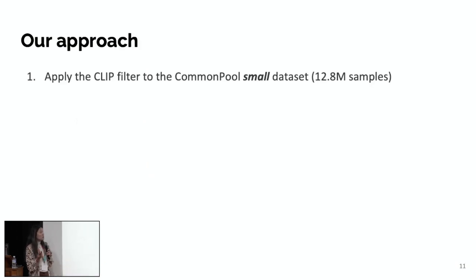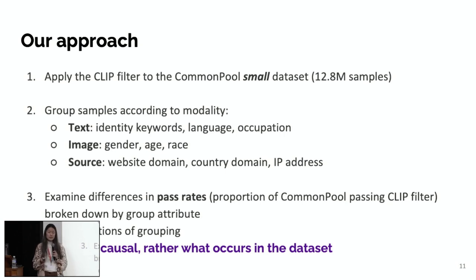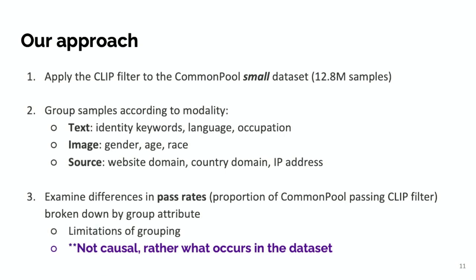So in our study, we replicate the CLIP filter on the Common Pool small-scale version of the data set, which has 12.8 million samples. And we group these samples according to modality. We use a variety of annotation techniques: for text, we use the presence of identity keywords; for image, we use an external attribute predictor; and for source URL, we group by country domain, for example. So to measure filtering bias, we examine differences in pass rate, or the proportion of Common Pool passing the CLIP filter when broken down by group attribute. For example, a group that has a pass rate of 0.5 means that 50% of the data from that group are passing the filter.